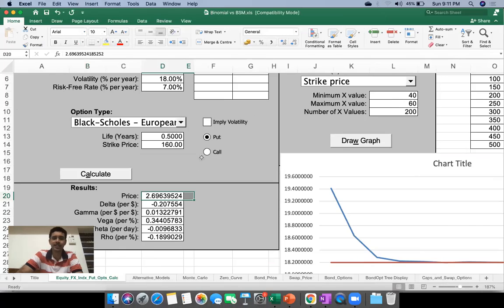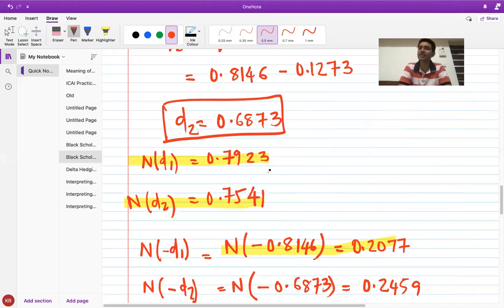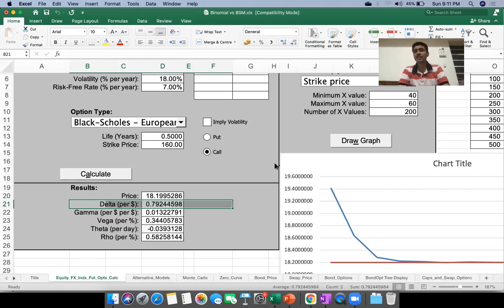I'm coming to the Excel file, going to call option and clicking on calculate. If you see, you have delta over here. Like I said, you have all the option Greeks over here, and one of them is delta. Delta value is 0.7924, and that is what we got as ND1. ND1 is actually nothing but delta of a call option.